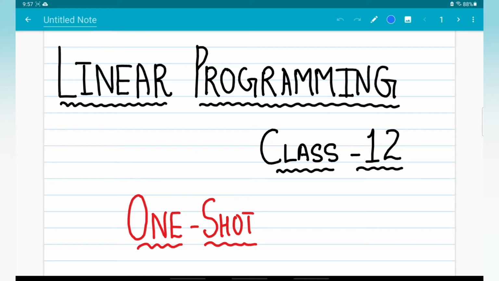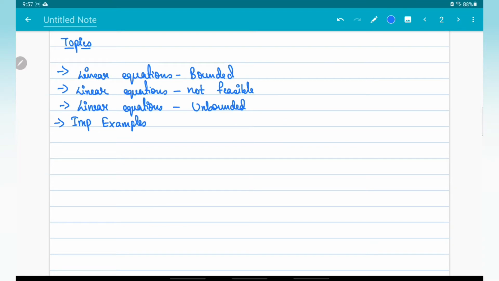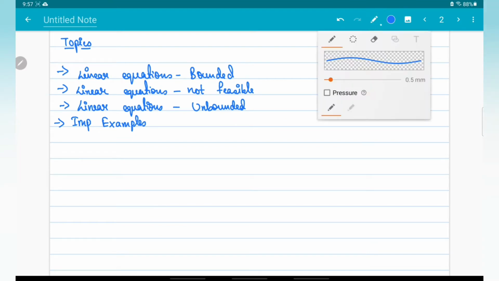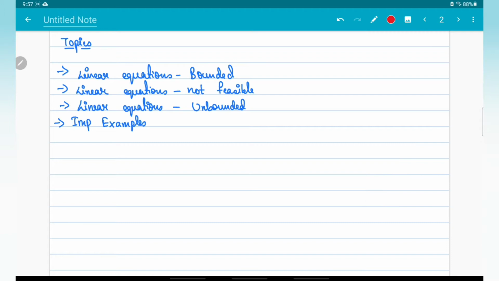So in this video we'll be discussing the complete linear programming chapter in one shot. So we'll be discussing the following topics. At the very first we'll discuss what is bounded region, then the non-feasible region, and then we'll discuss the unbounded region. And in the last we will even solve some important examples that are very important from the CBSE point of view, the board exam point of view. So let's start.